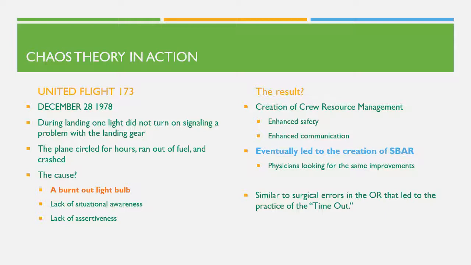So they called the tower, reported a problem. The crew worked on it. The plane circled for hours, eventually ran out of fuel and crashed, and people died. What was the underlying cause? Well, after a big investigation, they found out that it was a burnout light bulb. There was nothing wrong with the landing gear. But the reason for the crash had nothing to do with the landing gear or the light bulb.